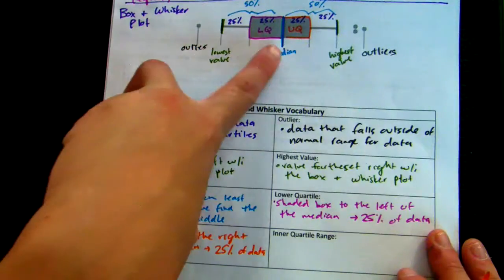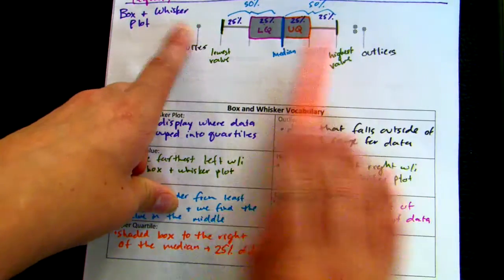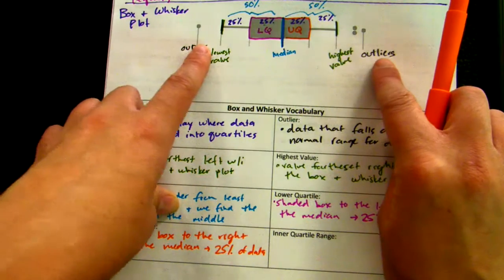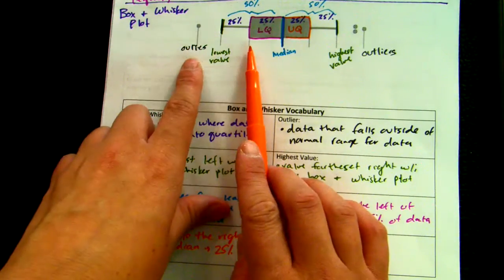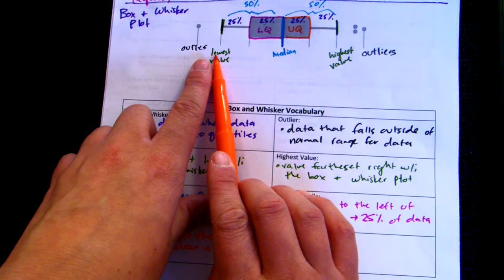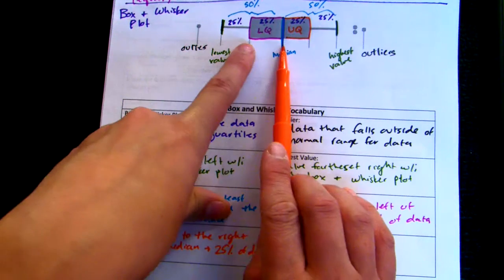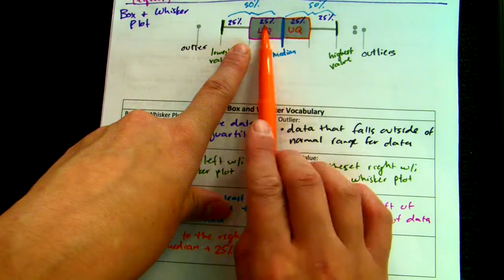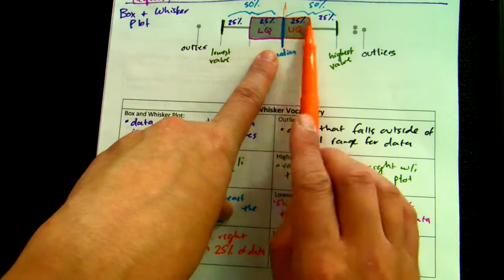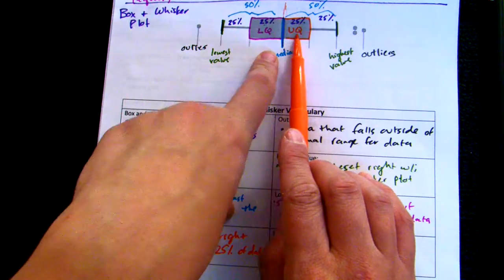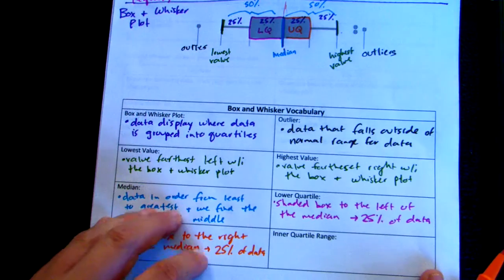So we've pretty much broken down our box and whisker plot. Farthest left or farthest right, we have our outliers. Within the plot itself, we know that our data is broken up into quarters. 25% of the data is between the lowest value and the lower quartile. 25% of the data is in the lower quartile. The median is halfway between our data. 25% of the data is in the upper quartile, and the last 25% of the data is from the upper quartile to the highest value.